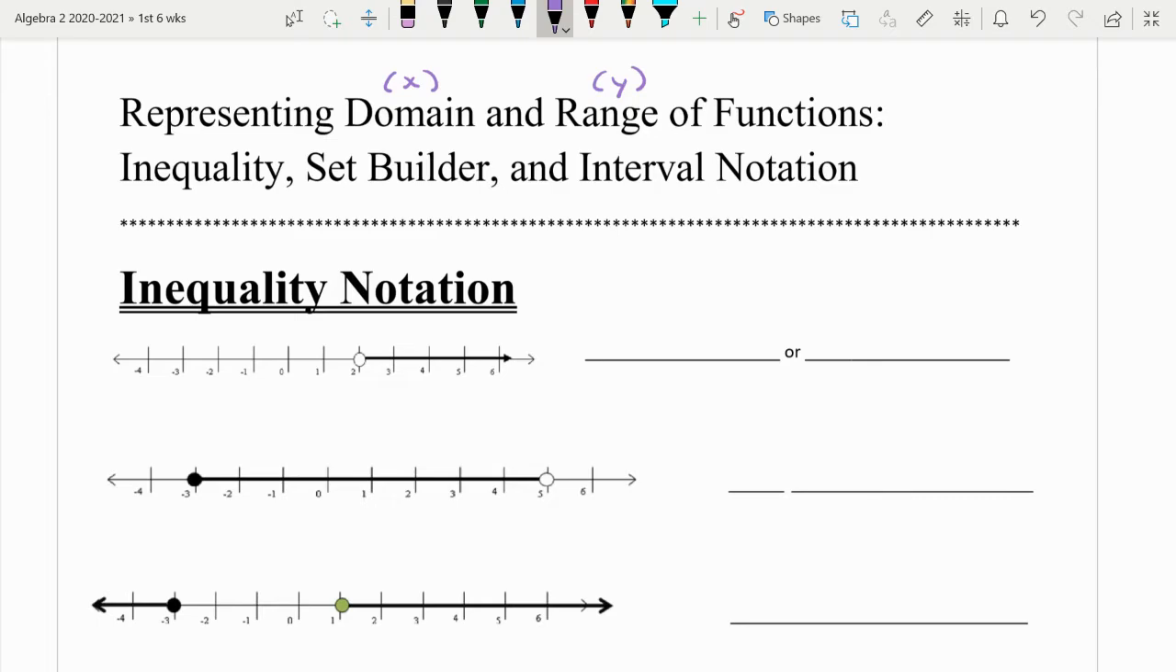So the reason I'm doing inequality and set builder together is because they are similar. All right, set builder and inequality. So for inequality notation, we read this from left to right.